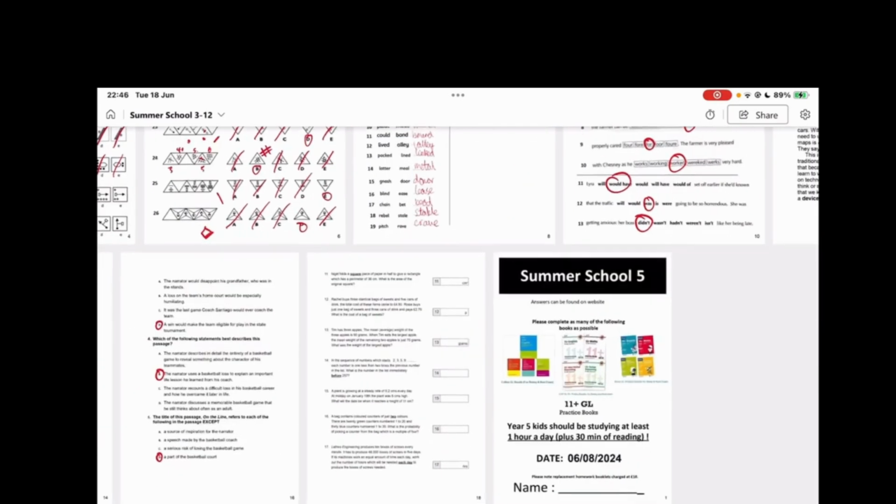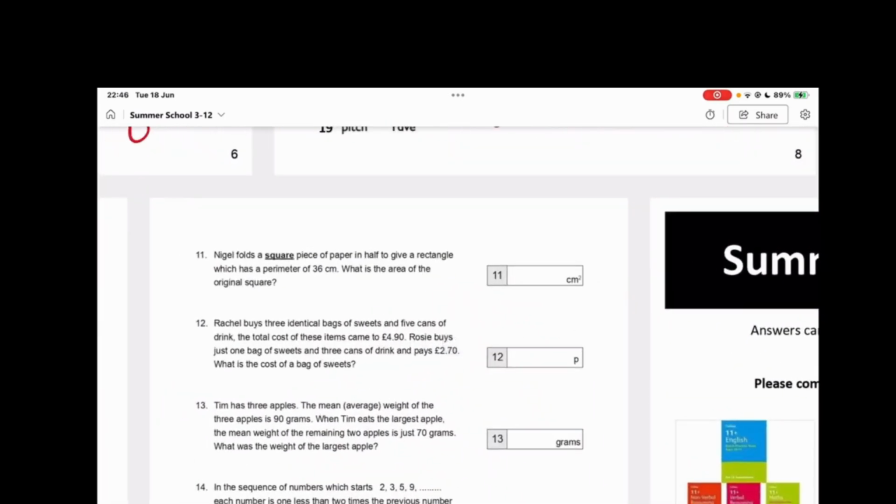Now question 11. Nigel folds a square piece of paper in half to give a rectangle which has a perimeter of 36 centimetres. So what's the area of the original square? Okay, so we know that the perimeter of 36 must consist of two lengths here, which are double the length. So you could almost consider this as a 2x, this is x, x, and 2x.